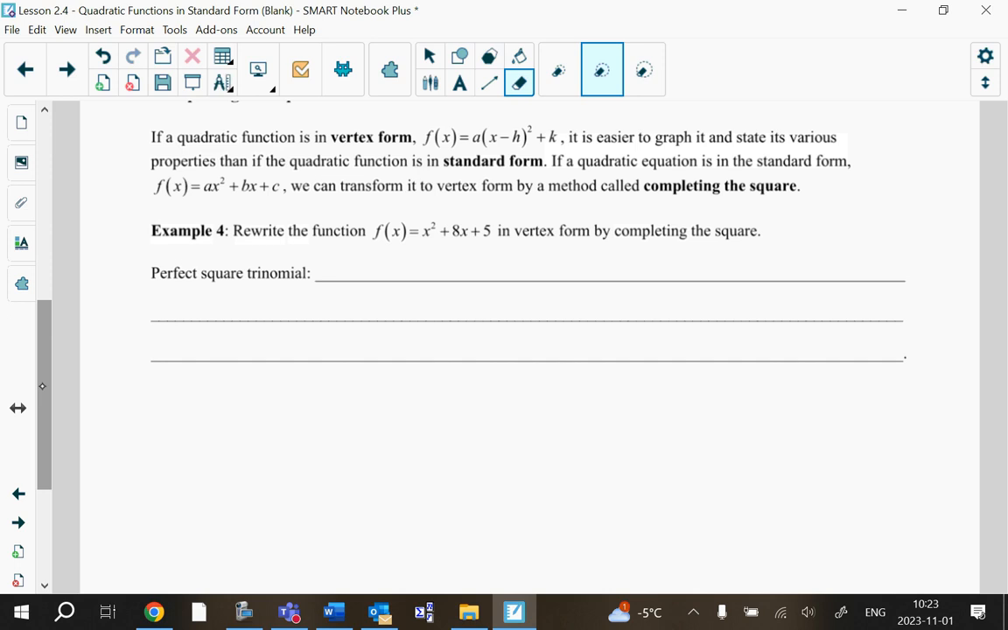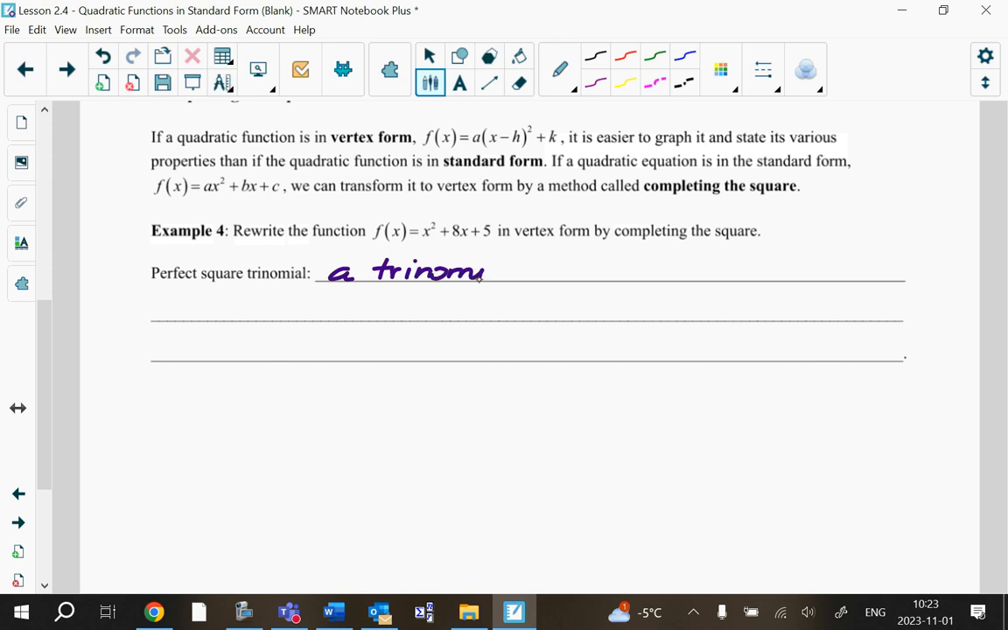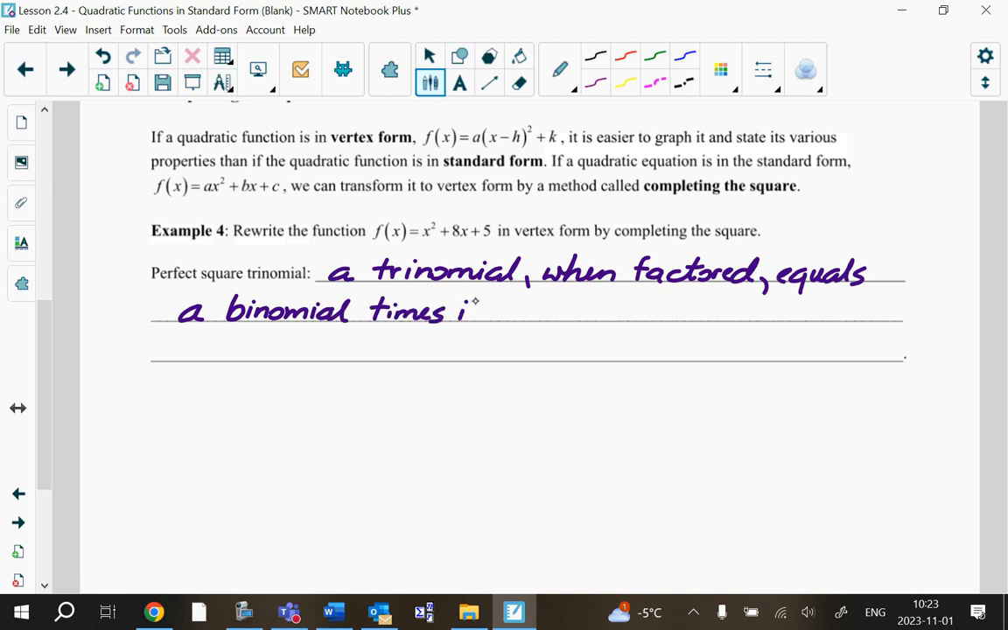A perfect square trinomial is a trinomial that, when factored, equals a binomial times itself. So as an example.